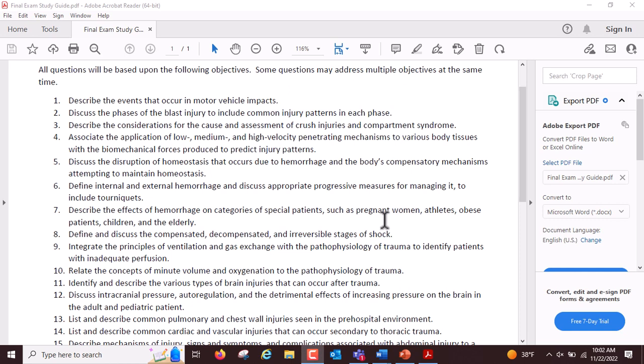Alveoli get destroyed. No oxygen is able to go into them, or no air is able to go into them. No CO2 is able to diffuse from the blood into them. Therefore, our patient becomes hypoxic and acidotic, okay?